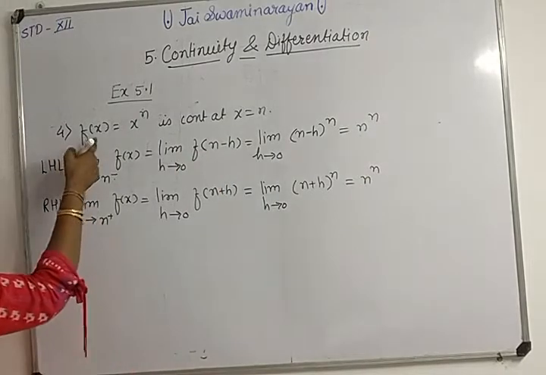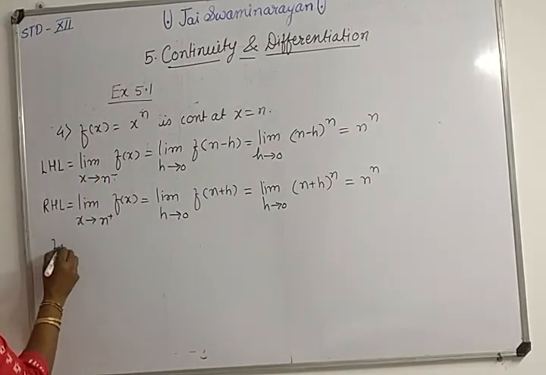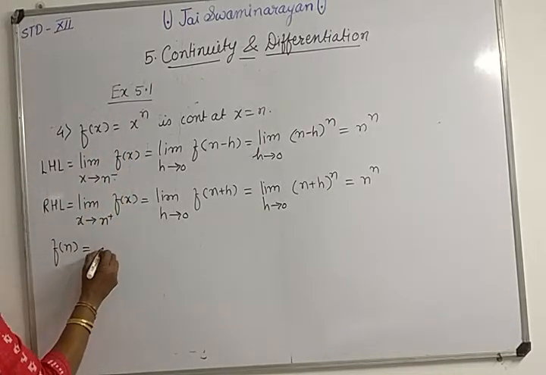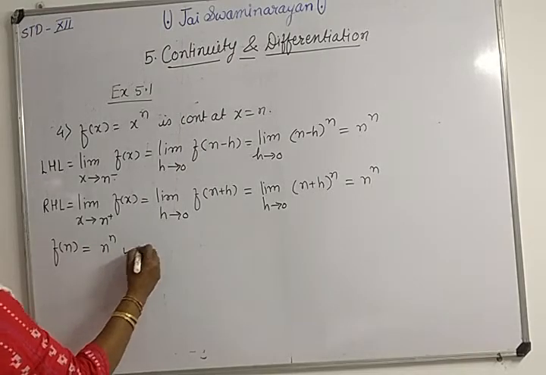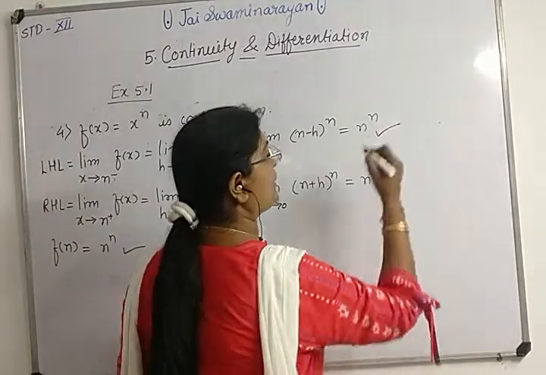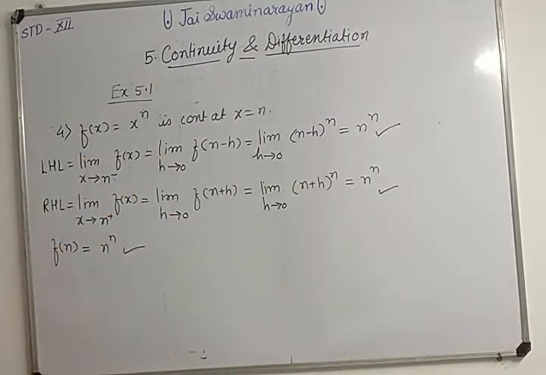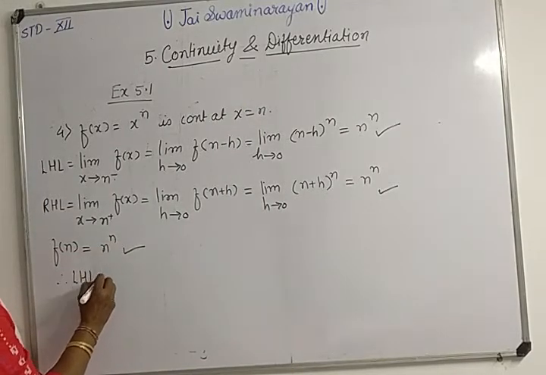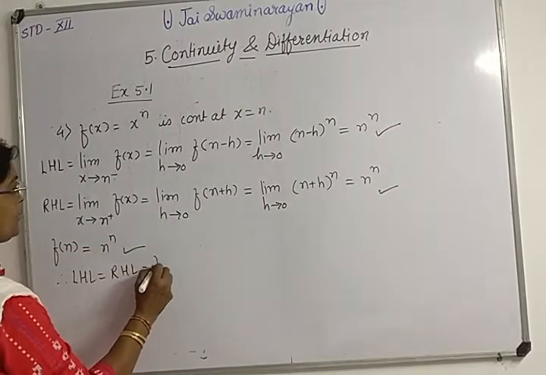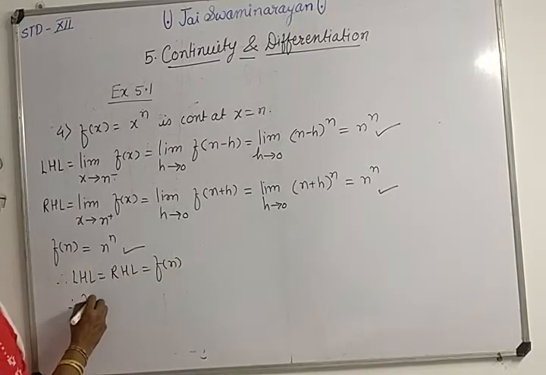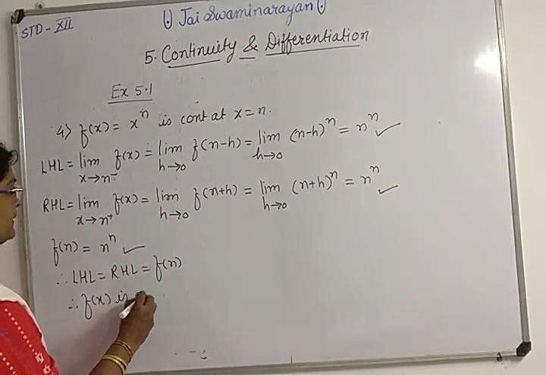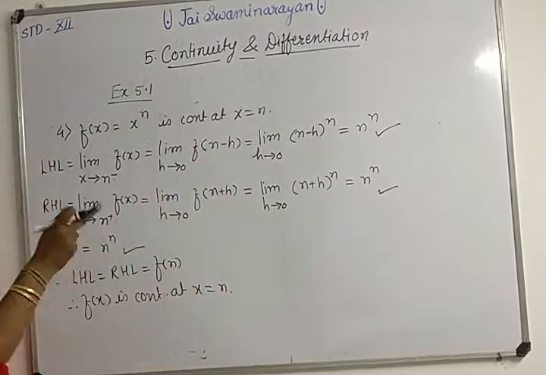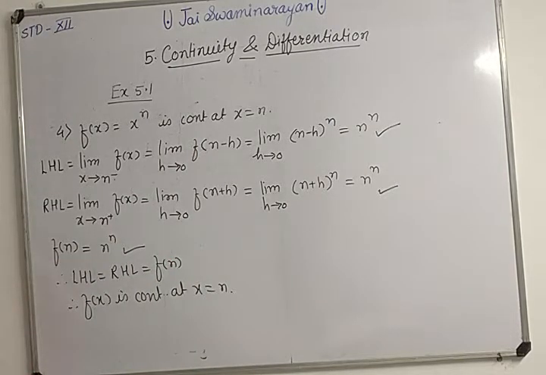Then we will find the value of f of n. Now find f of n. Instead of x we have to write the value n, that is equal to n to the power n. So this value and this value, all the three values are equal and therefore the function is continuous at x equal to n. Therefore LHL equal to RHL equal to f of n and therefore f of x is continuous at x equal to n and hence it is verified. We have proved that it is a continuous function.